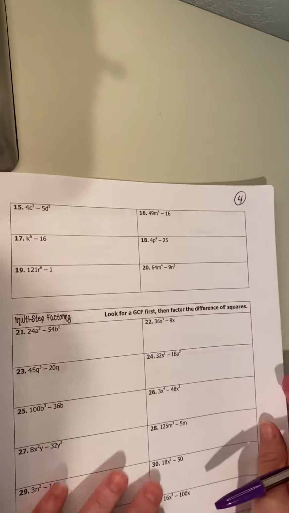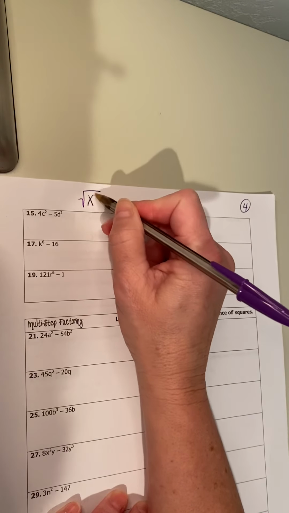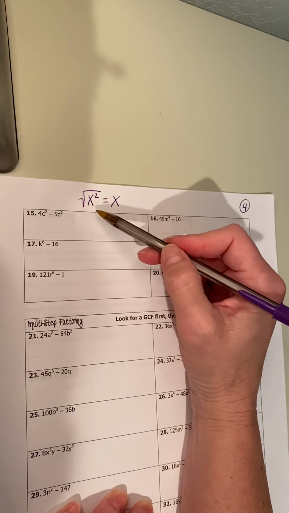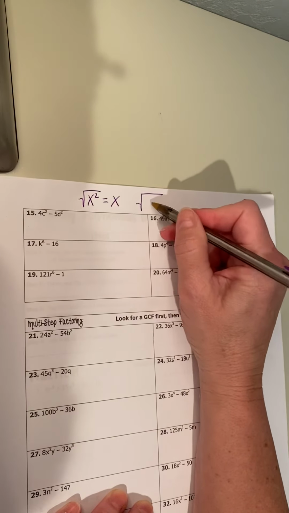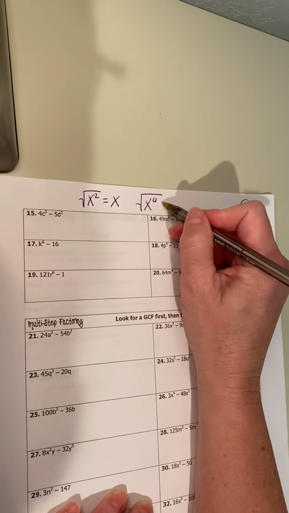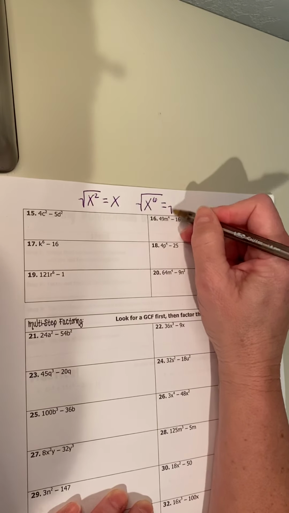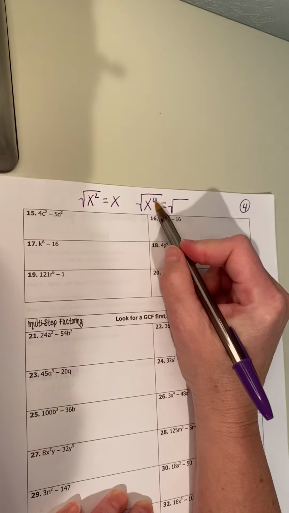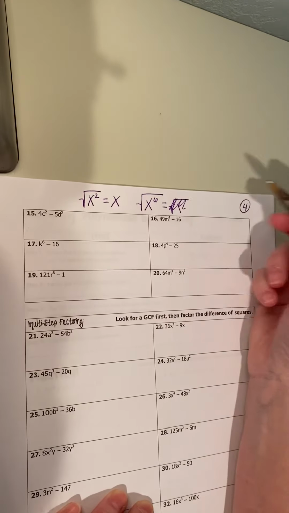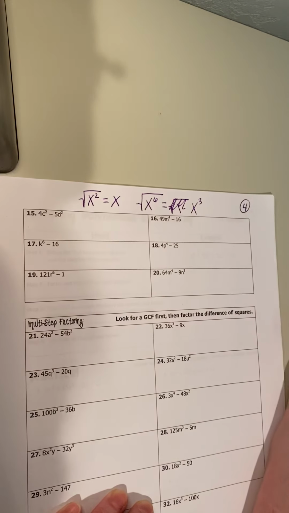Something else I want to remind you of. You already know that the square root of x squared is x. You just cut the 2 in half. It also works for other exponents. Remember, as long as it's an even exponent, all you do is cut it in half. Remember our simplifying radicals unit? The square root of x to the 6th would be x cubed.